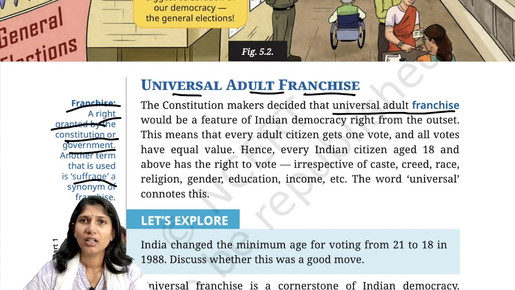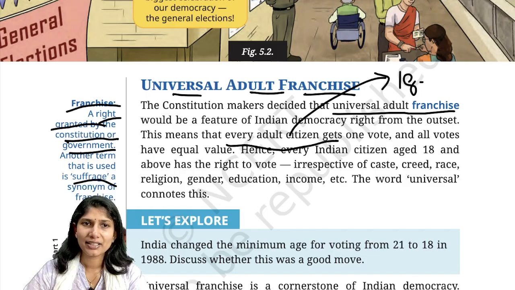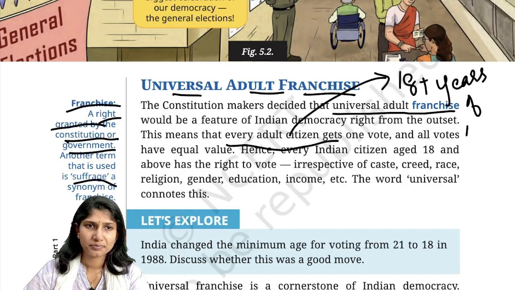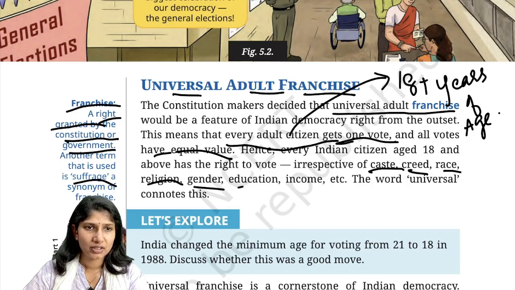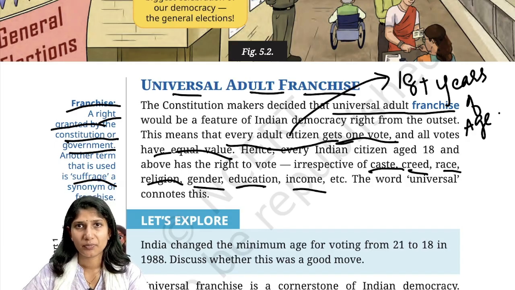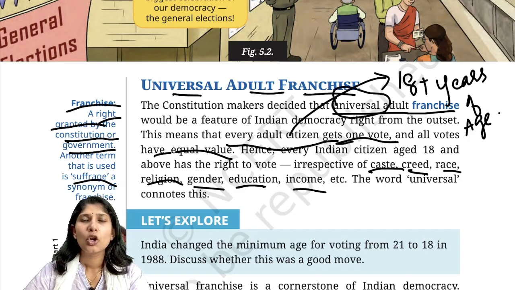Universal adult franchise has been one thing that your constituent makers have agreed on. What is that universal adult franchise? Every adult citizen. Here adult means 18 plus years of age. Okay, where they get one vote and every vote has equal value. That 18 plus year person has a right to vote, but their caste, creed, race, religion, gender, education, income, none of these matters. You have to be an elector in your constituency and you should be 18 plus years of age. No other things are seen. Thus the name universal adult franchise.